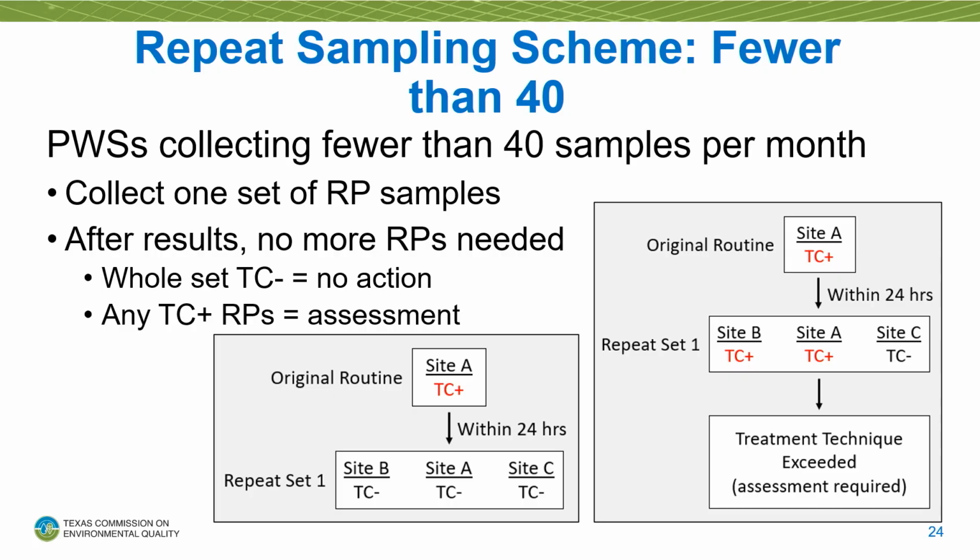So if you are a system that collects fewer than 40 samples per month, this is how your repeat process will go. As we see here on the left-hand side, the system collected a positive sample at site A. They collected all 3 repeats within 24 hours and achieved negative results. No further sampling is required, and no assessment has been issued. On the right-hand side, we can see that the system collected, again, at site A. However, they collected positive repeat results. Unfortunately, the treatment technique has been exceeded and an assessment has been issued to the system. Again, no further sampling is required.